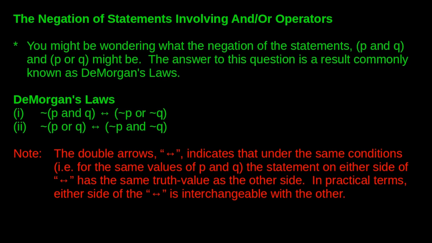Note, the double arrows indicate that under the same conditions, i.e. for the same values of P and Q, the statement on either side of the double arrow has the same truth value as the other side.